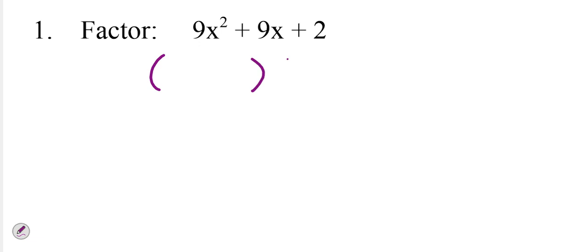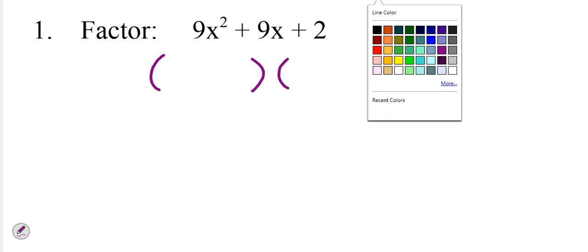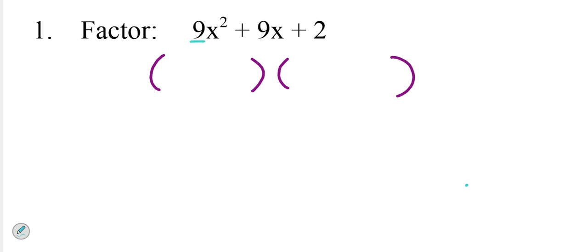So basically we're going to set up our little parentheses, and we're going to go about them a little differently than we did when there wasn't a number in front of x squared. We've got this 9 right here. That means whatever we put here and whatever we put here, when we multiply them, it has to equal 9x squared. So we have two options. We could put a 9x and 9x. I'm sorry, no, 9x times 9x is 81x squared.